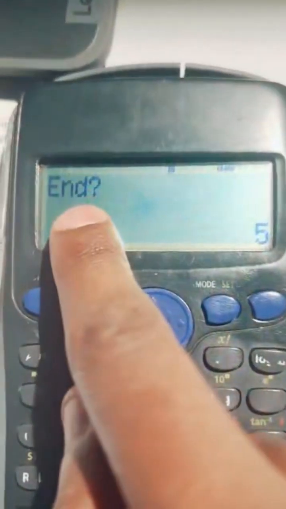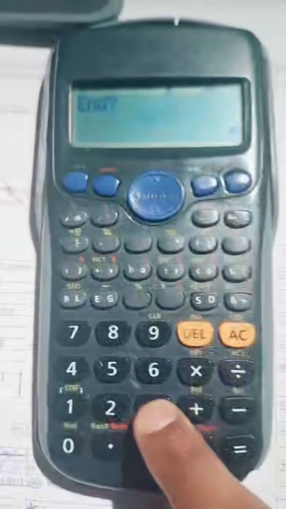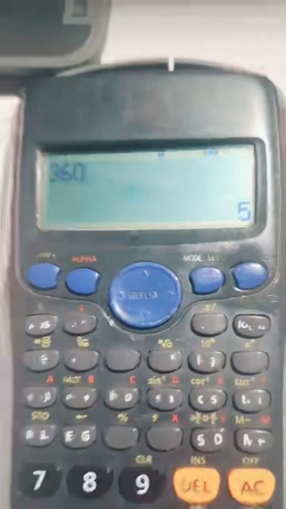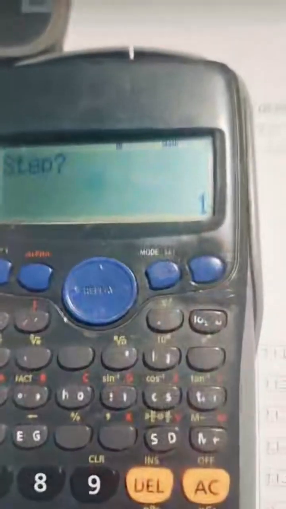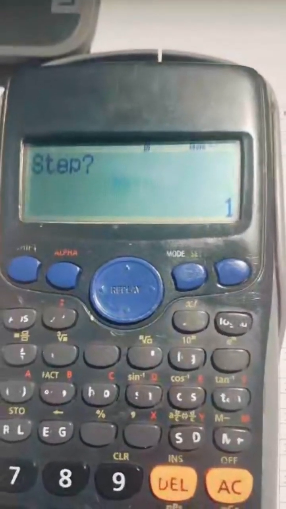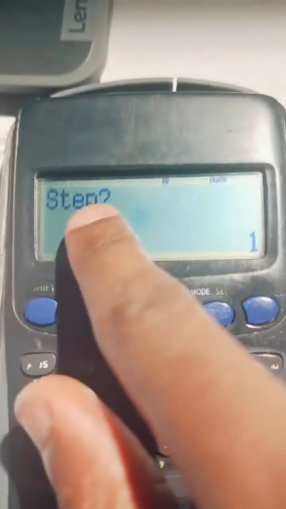Then they're asking us, where are we going to end? So the function starts at 0, it ends at 360, so we are going to end where? 360. Okay, and then say equal. You see this 5? It's no longer 5. Then what is the step? Our step is the increase, okay, from 0 to 45.